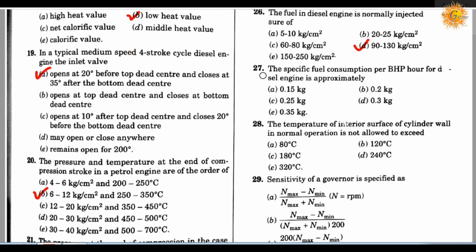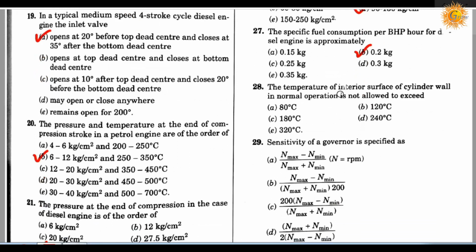Question number 27. The specific fuel consumption per bhp (brake horsepower) hour for a diesel engine is approximately: option A 0.15 kg, option B 0.2 kg, option C 0.25 kg, option D 0.3 kg, option E 0.35 kg. So the correct answer is B, 0.2 kg.